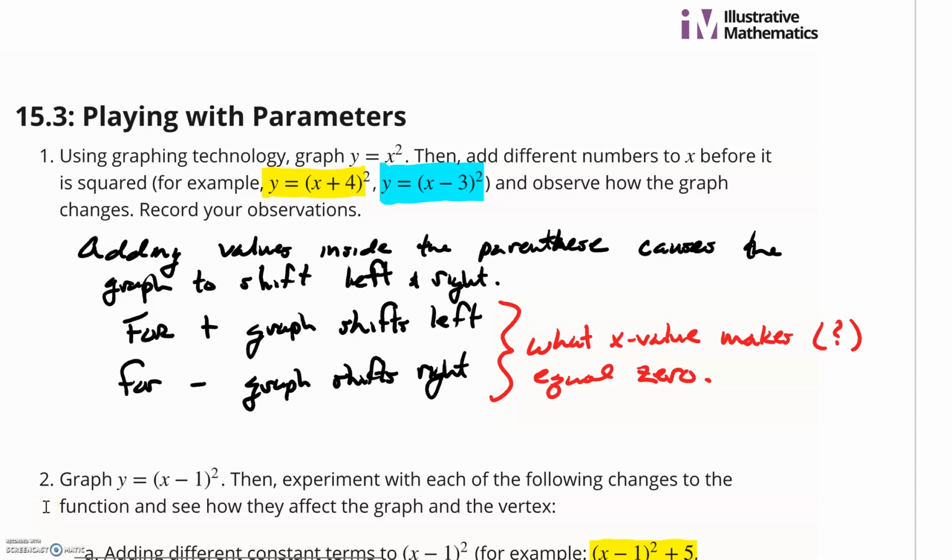All right, for this next part, we want to see what happens to the graph in vertex form. So we've seen what happens to the graphs when we're not in vertex form, but now we want to look at what happens to the graphs when we're in vertex form. We're going to use Desmos graphing technology. We're going to graph x squared, and then we want to see what happens when we add and subtract things inside the parentheses.